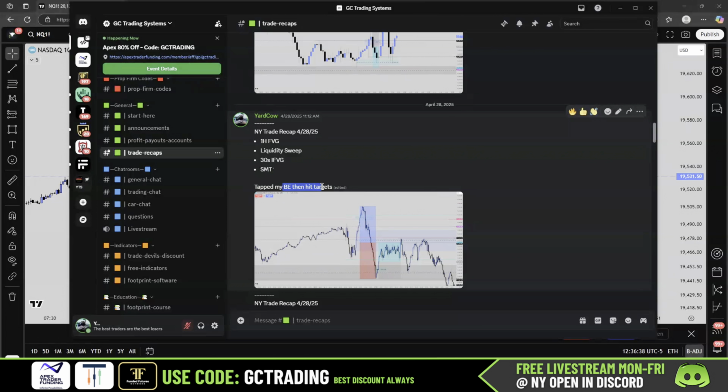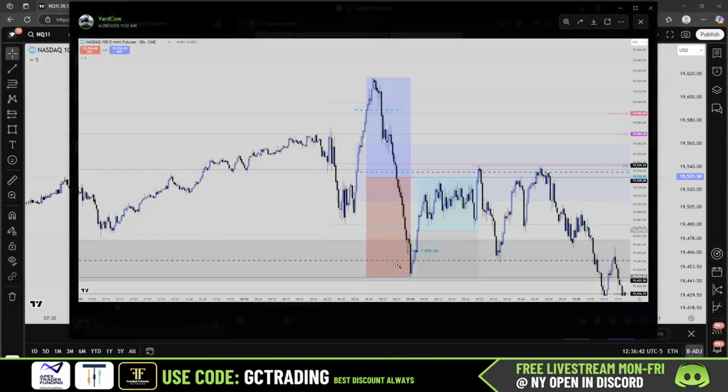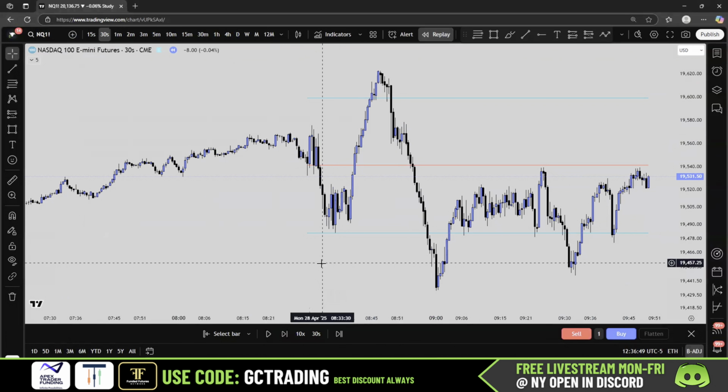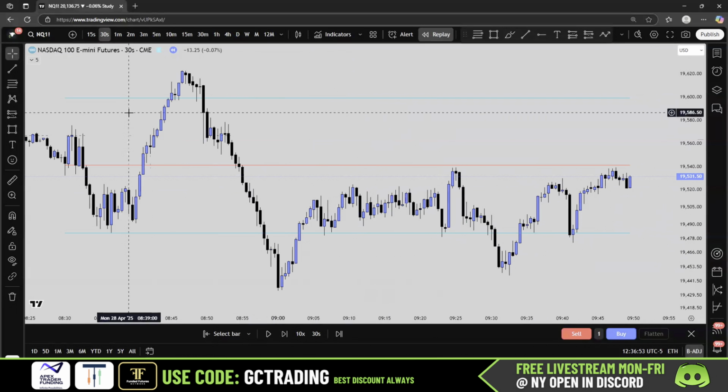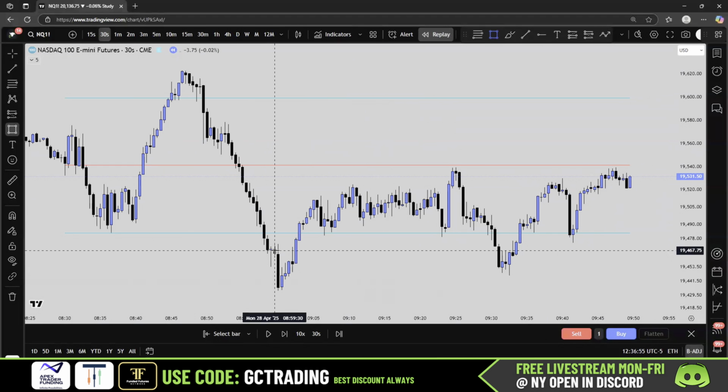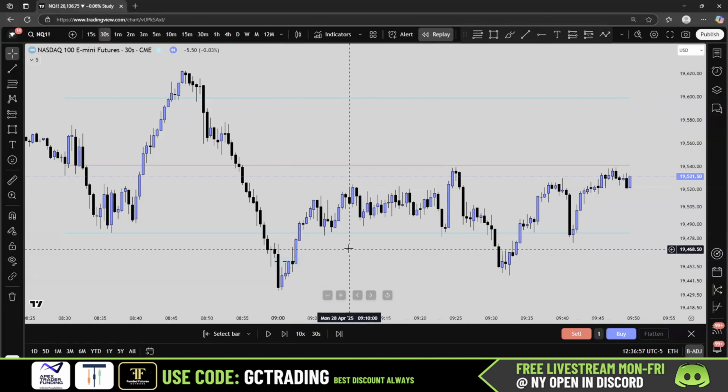Looks like this one did hit my break even and then hit full targets. But yeah, let's go take a look at that. So you can see it right here. Right, so there's the 30-second inversion. I did not draw out the SMT on this play, but if we go over here to TradingView, here is the play right here. So we can see that we took this inversion right here off this 30-second.